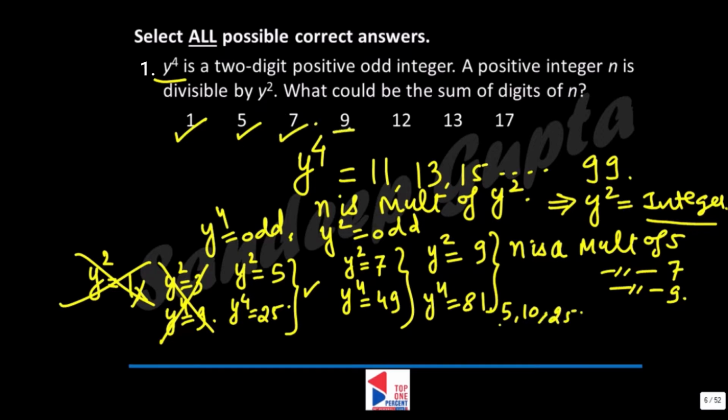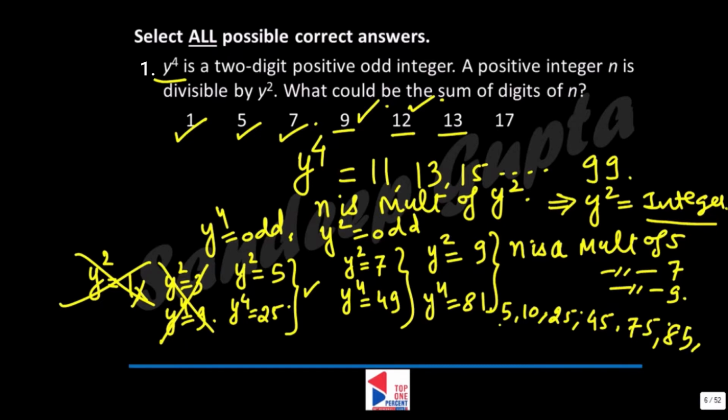Can I generate 9 from any multiple of 5? Definitely 45. So it is also possible. Can I generate 12 from a multiple of 5? Yes, 75. So it is also possible. Can I generate 13 from a multiple of 5? Definitely 85. This is also possible. Can I generate 17 from a multiple of 5? So now the last multiple of 5 in this scenario will be 95. And 95 is not going to work in this case because 9 plus 5 is 14.